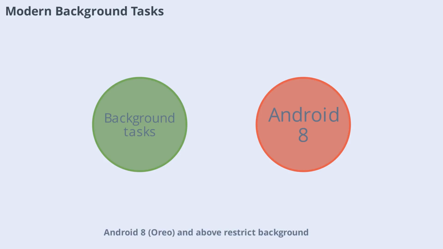Android 8 Oreo and above restrict background execution to save battery and improve performance. Foreground services are required for ongoing background processing. JobScheduler and WorkManager are recommended for deferred or periodic tasks, adhering to system optimizations. Broadcast receivers have limitations and should be used carefully. Understanding these changes is crucial for building efficient, compliant Android apps.